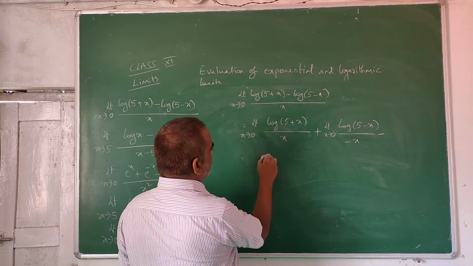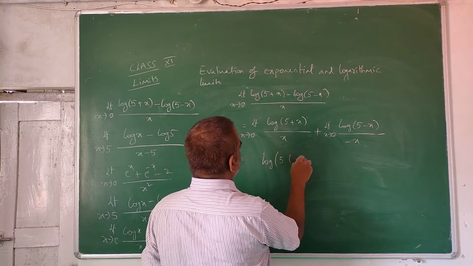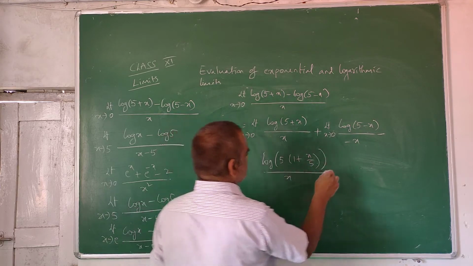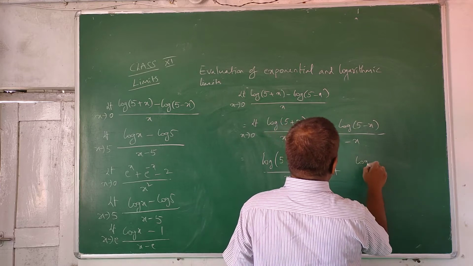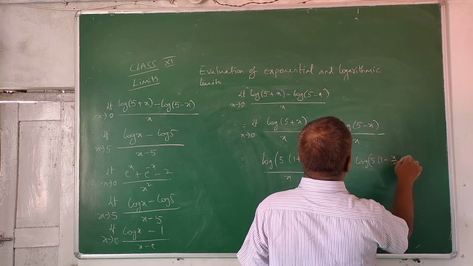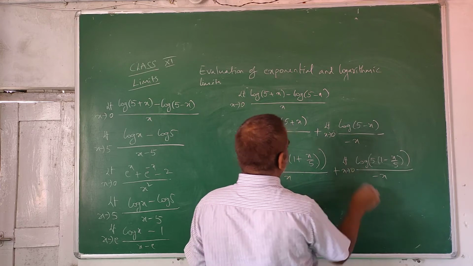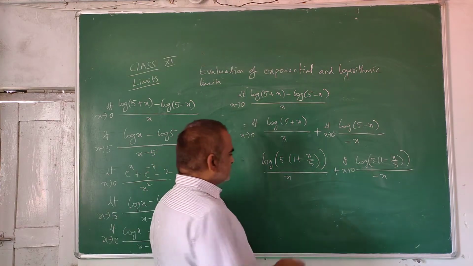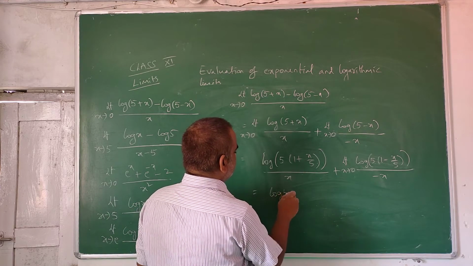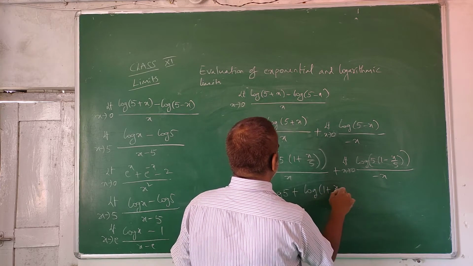So now this is equal to log of, inside this bracket I am taking 5 common, then it gives you 1 plus x by 5, divided by x. Here also taking 5 common, then you get 5 into 1 minus x by 5, by minus x, limit extends to 0. Are you following? So now log of m into n is log m plus log n, then it gives you log 5 plus log of 1 plus x by 5.